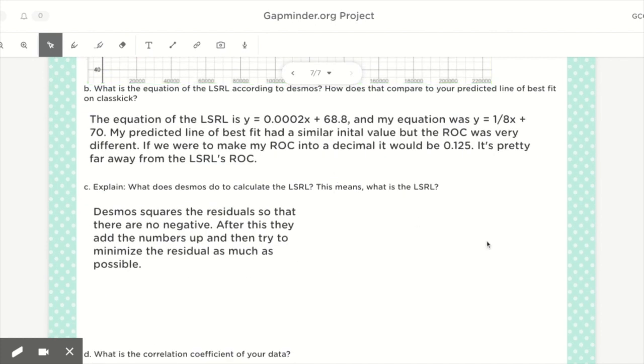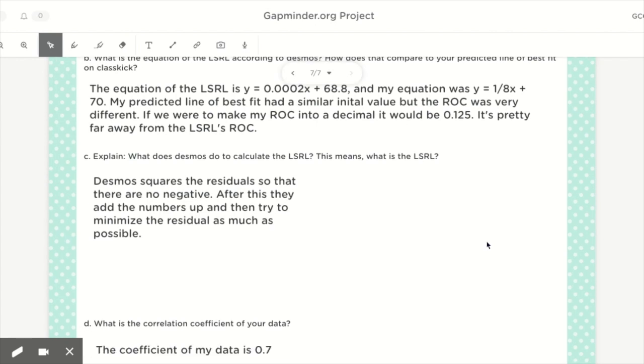So what does Desmos do to calculate the LSRL? Desmos squares the residuals so that there are no negative numbers. After this, it adds them up and tries to minimize the residuals as much as possible.